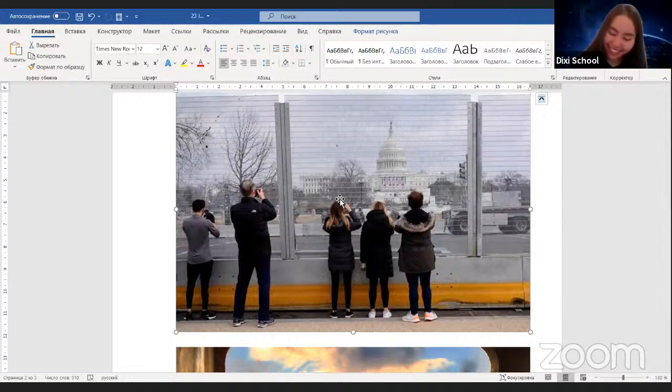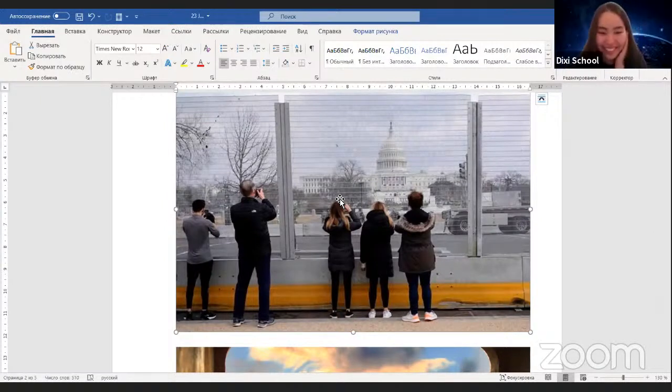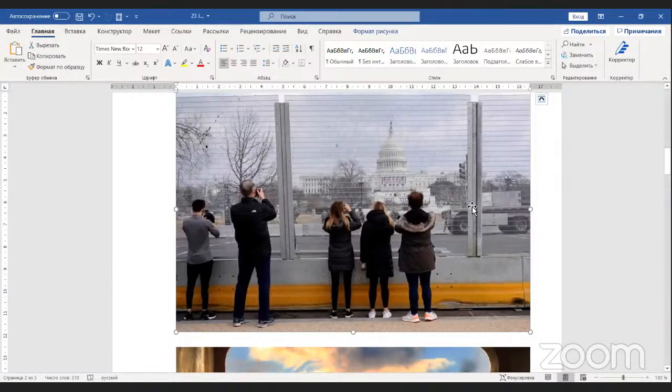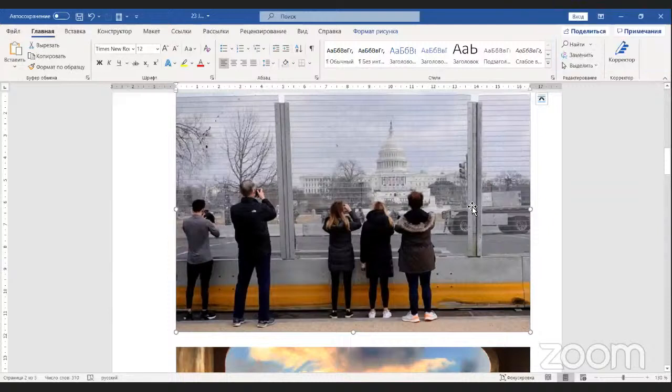"Бронетранспортер" in English? You can say just military machines. I would say so. I don't know the exact meaning of bronetransporter, I'm sorry for this, but you can say military machine. Something of something, and that's all.